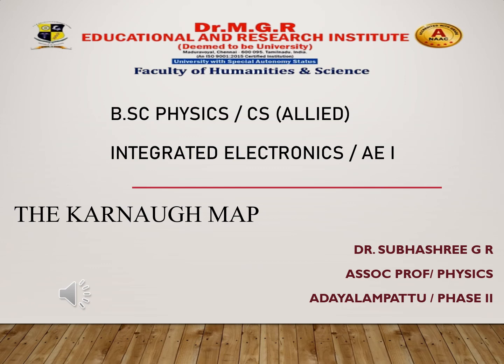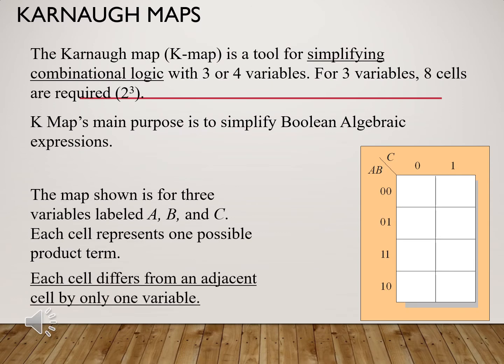In this presentation, we are going to learn about Karnaugh map or K-map. The Karnaugh map or K-map is a tool for simplifying combinational logic with 3 or 4 variables. K-map's main purpose is to simplify the Boolean algebraic expressions. Each cell in a Karnaugh map differs from an adjacent cell by only one variable.